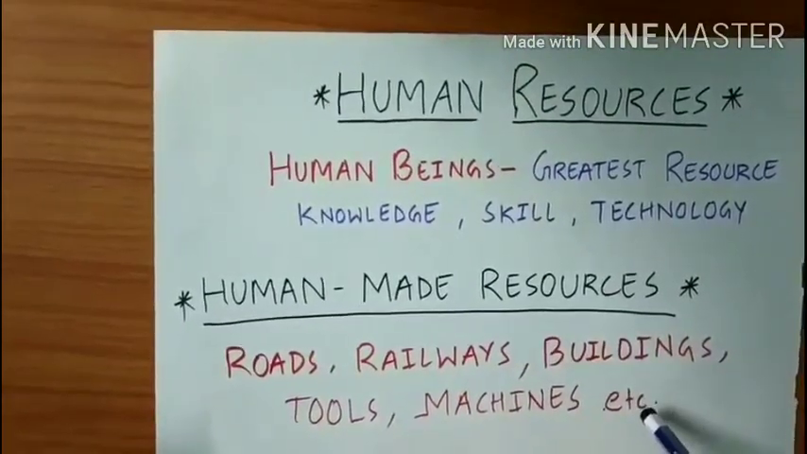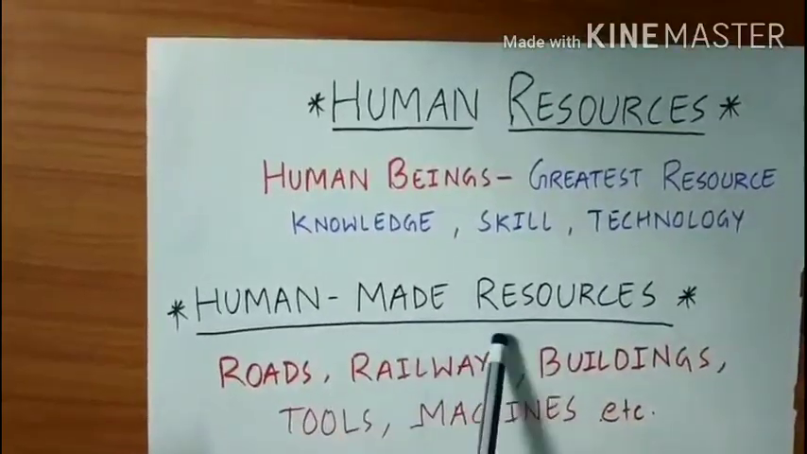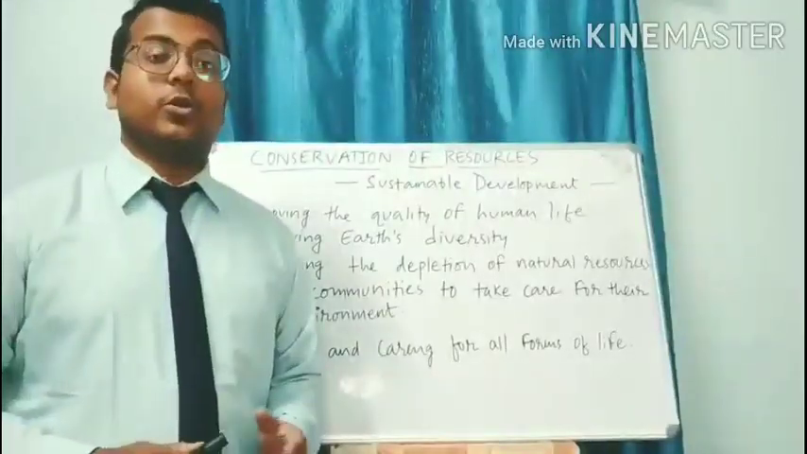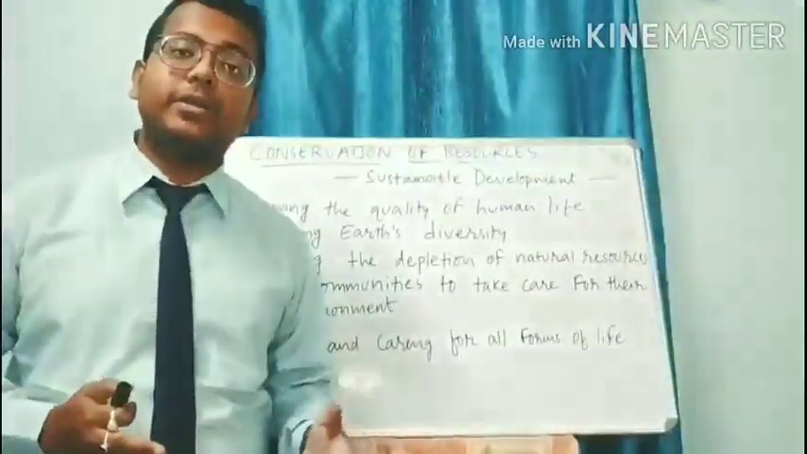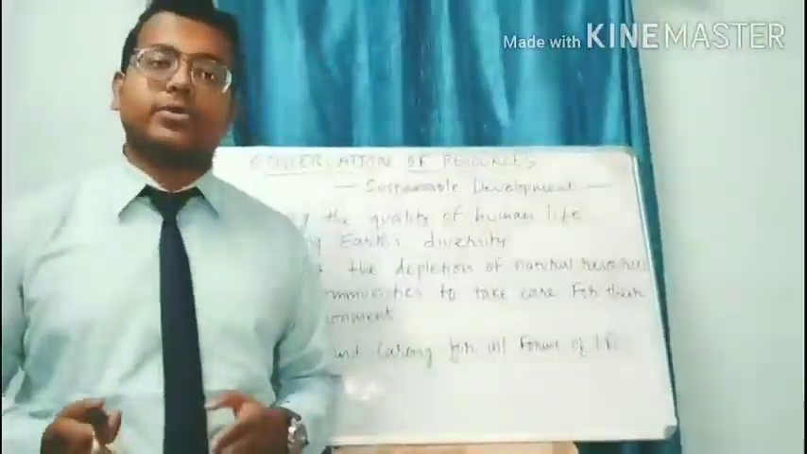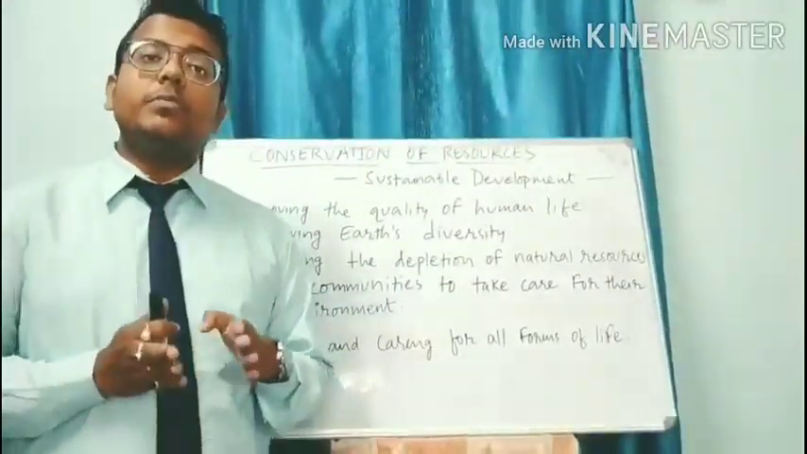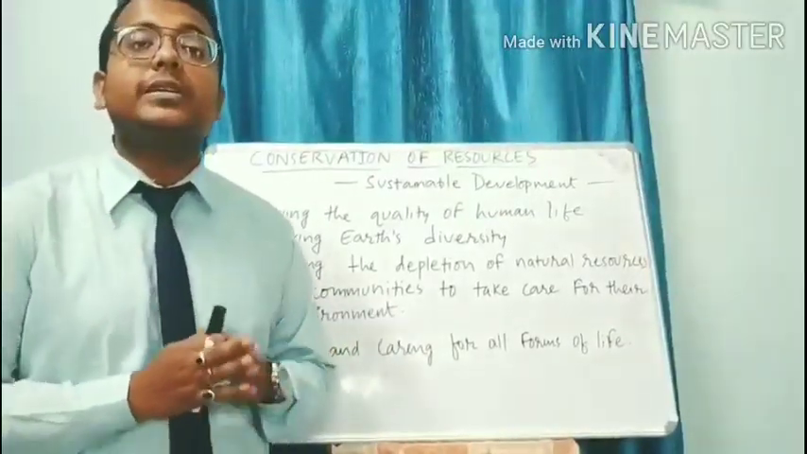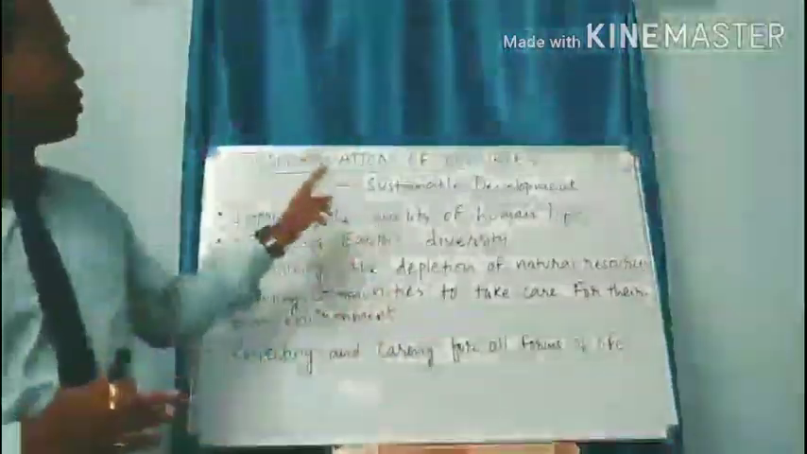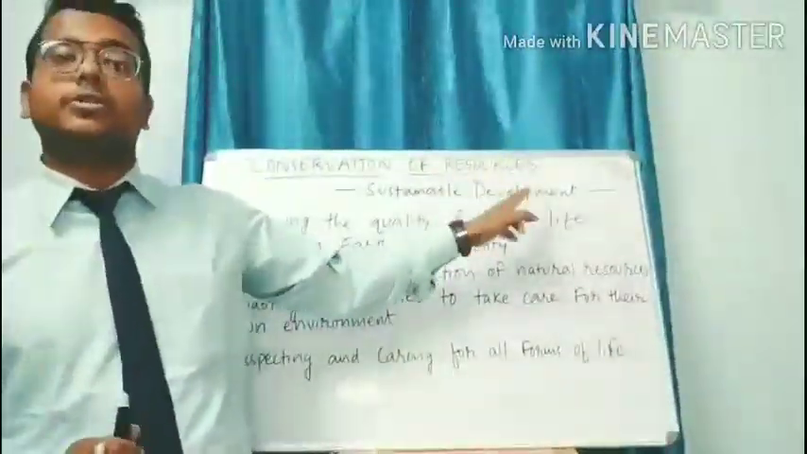So here we come to the end of human resources and human-made resources. As we have discussed natural resources, human resources and human-made resources, these are the various kinds of resources, but we must also know that these resources need to be conserved. Understood? So here we are to discuss the conservation of resources.